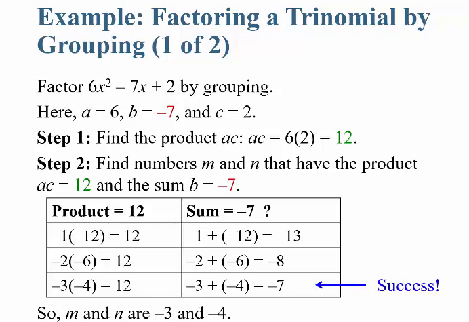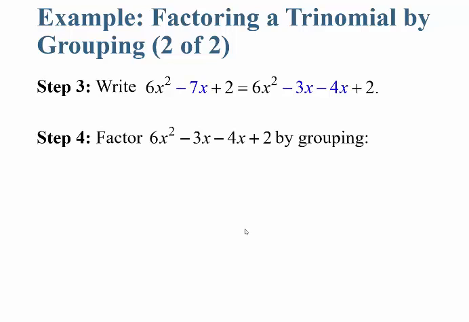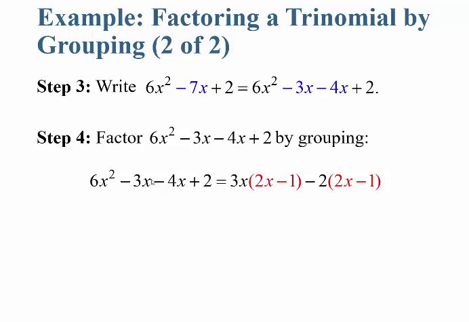And what we're going to do is we're now going to rewrite this minus 7x as minus 3x minus 4x. Okay, so I'm going to rewrite this. My 6x squared minus 7x plus 2 is now equal to 6x squared minus 3x minus 4x. So now I'm going to factor this by grouping. I'm going to group the first two terms together. The greatest common factor of them is 3x, so I'm left with 2x minus 1.